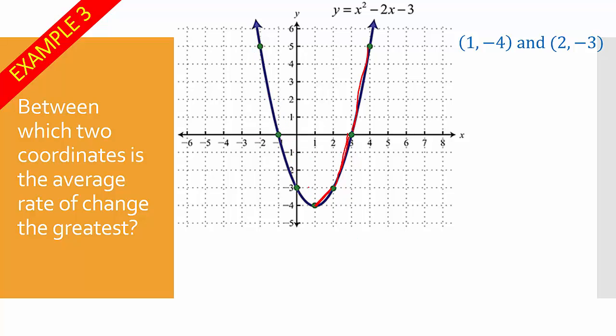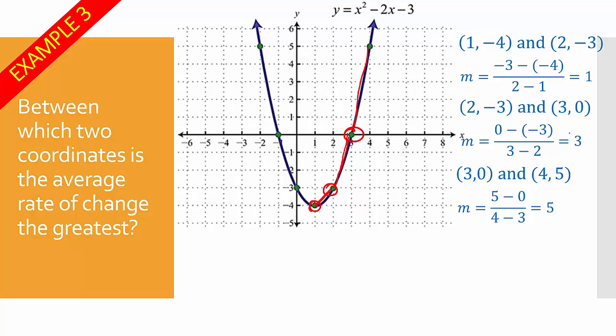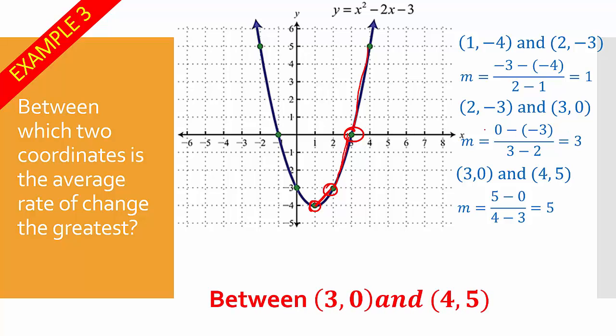What you would do, if you wanted to do it algebraically, is look at our points 1, -4 and 2, -3. Find the slope for that, which is 1. Then we would look at 2, -3 and 3, 0. Find the slope for that, which is 3. Like I said, you can kind of tell from looking at it that this is the greatest, but it's always good to have the numerical proof. So then 3, 0 and 4, 5, go ahead and find the slope for that, which is 5. So the greatest, because 5 is obviously the biggest number there, is between 3, 0 and 4, 5.